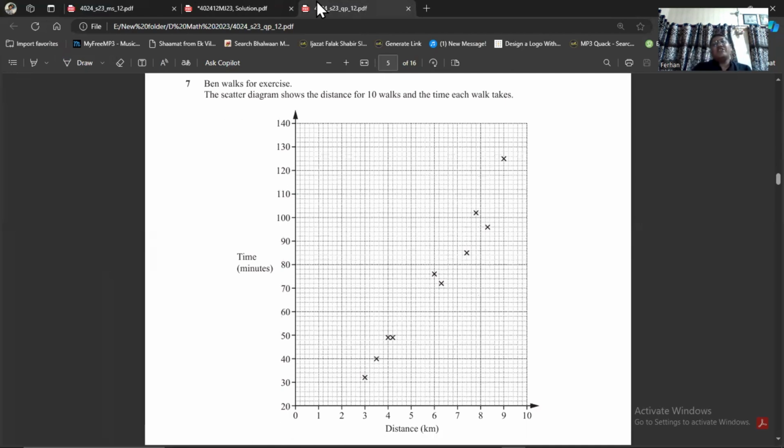Okay, so question number 7 is showing up on your screen. He says, Ben walks for exercise. The scatter diagram shows the distance for 10 walks and the time each walk takes. So here on the y-axis, we have the time, and on the x-axis, we have the distance, and these are the points which are showing the time taken for 10 walks.